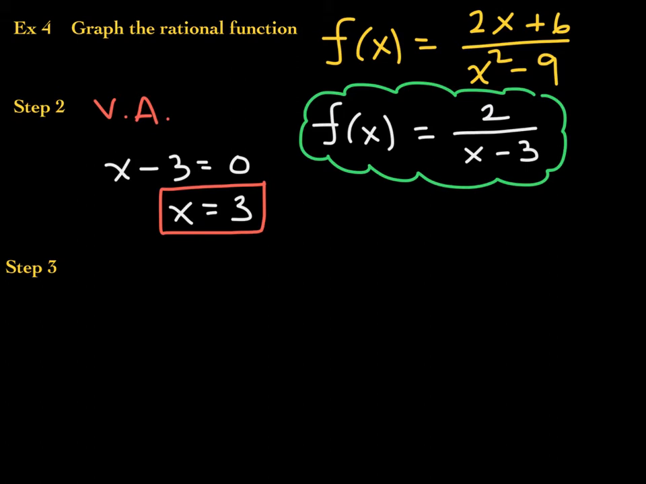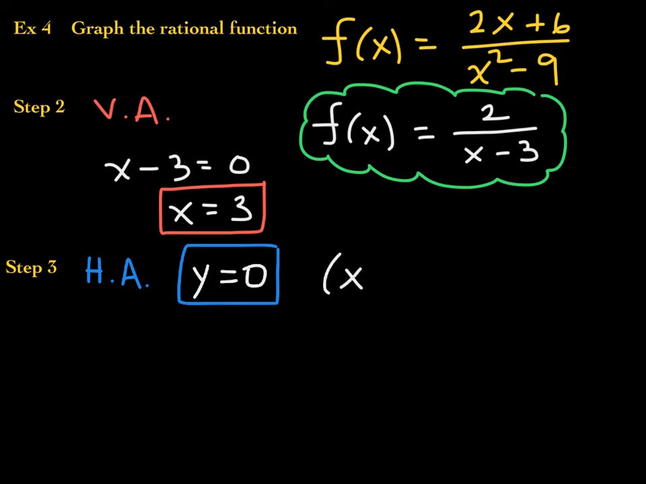Notice that the degree of the numerator is 0 and the degree of the denominator is 1. Whenever the degree of the numerator is less than the degree of the denominator, your end behavior asymptote will be horizontal. In this case, it will be y equal to 0. It's always y equal to 0 whenever the degree of the numerator is less than the degree of the denominator. Don't forget that y equal to 0 is just the equation that defines the x-axis.